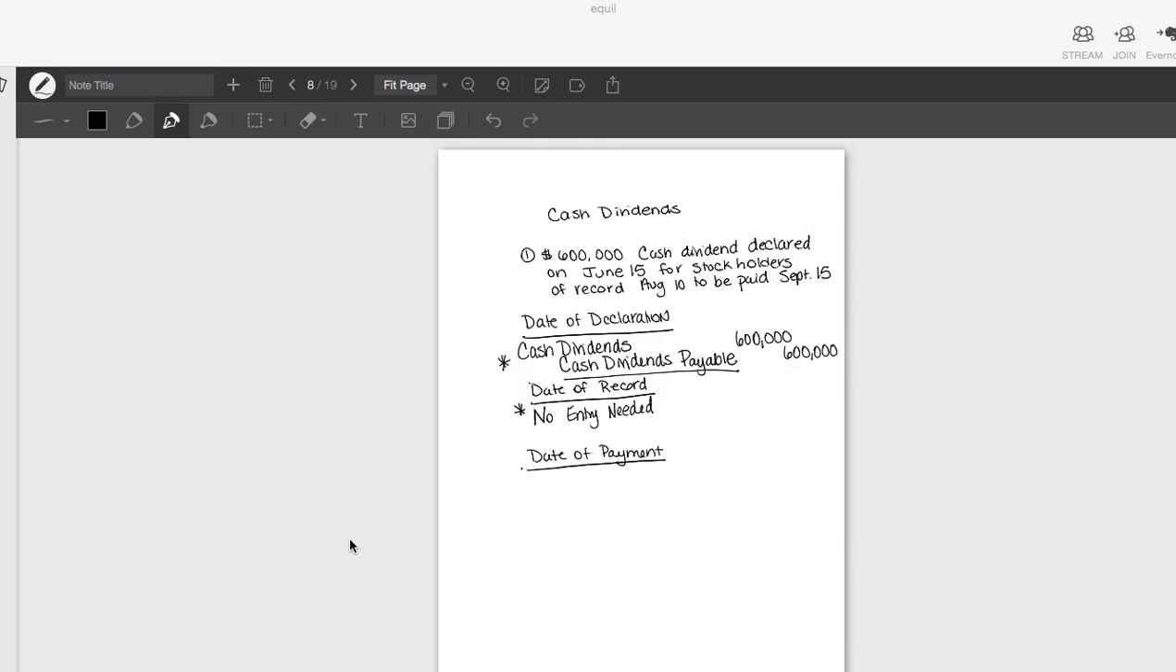And then on the date of payment, your journal entry is the same as you would create for any other liability that you pay. You'll debit the liability, cash dividends payable, and credit cash for the amount you pay. Next, we're going to look at stock dividends.